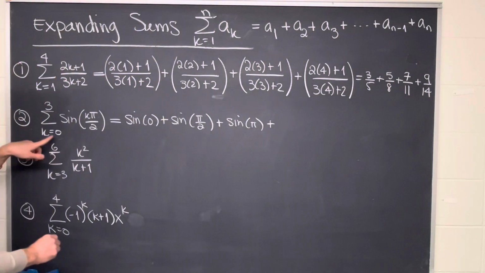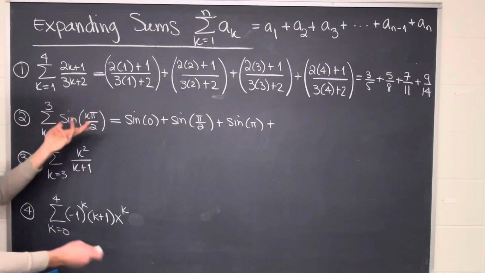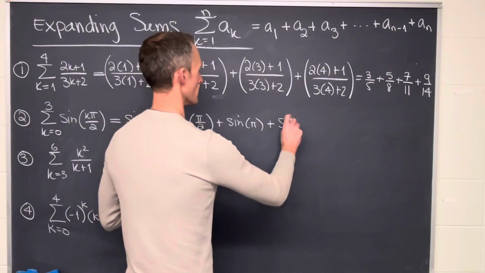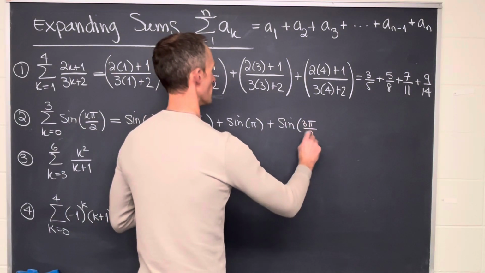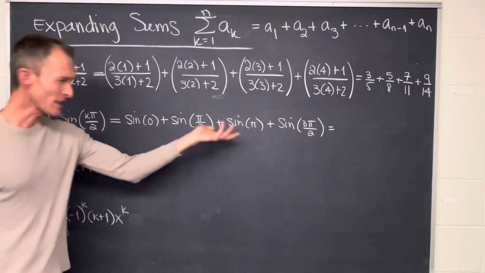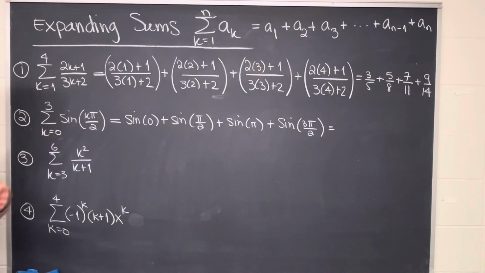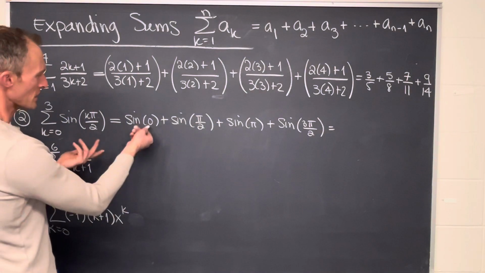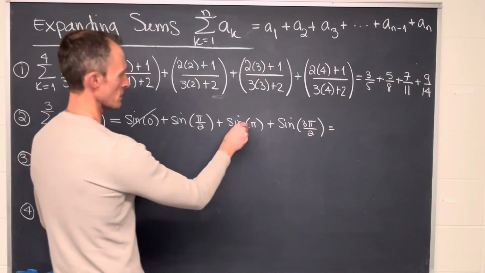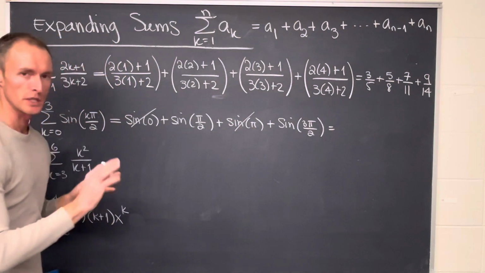And then the last one was k is equal to 3, so that's 3 pi over 2. So sine 3 pi over 2. So that's the expanded form. Now we can go through and try and figure out what these values are. We know sine of 0 is 0. We know sine of pi is also 0, so those are 0.